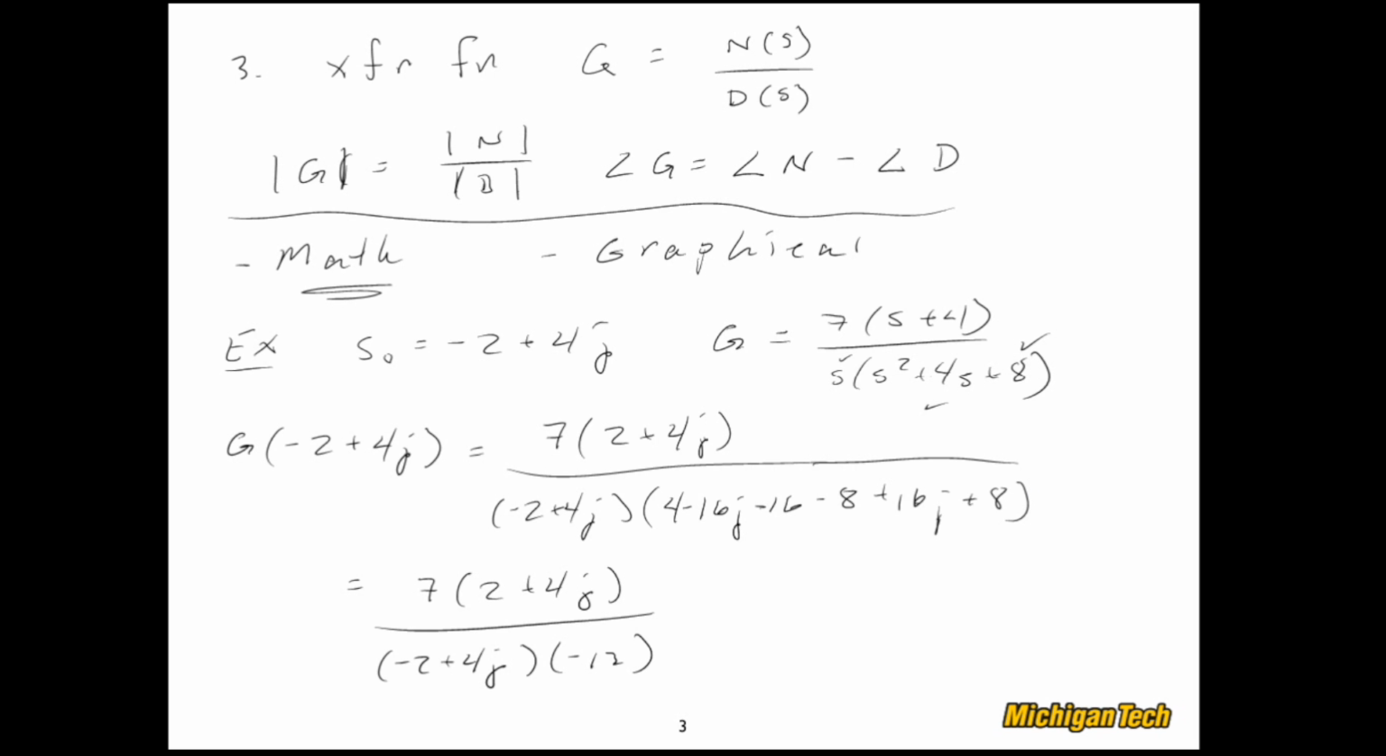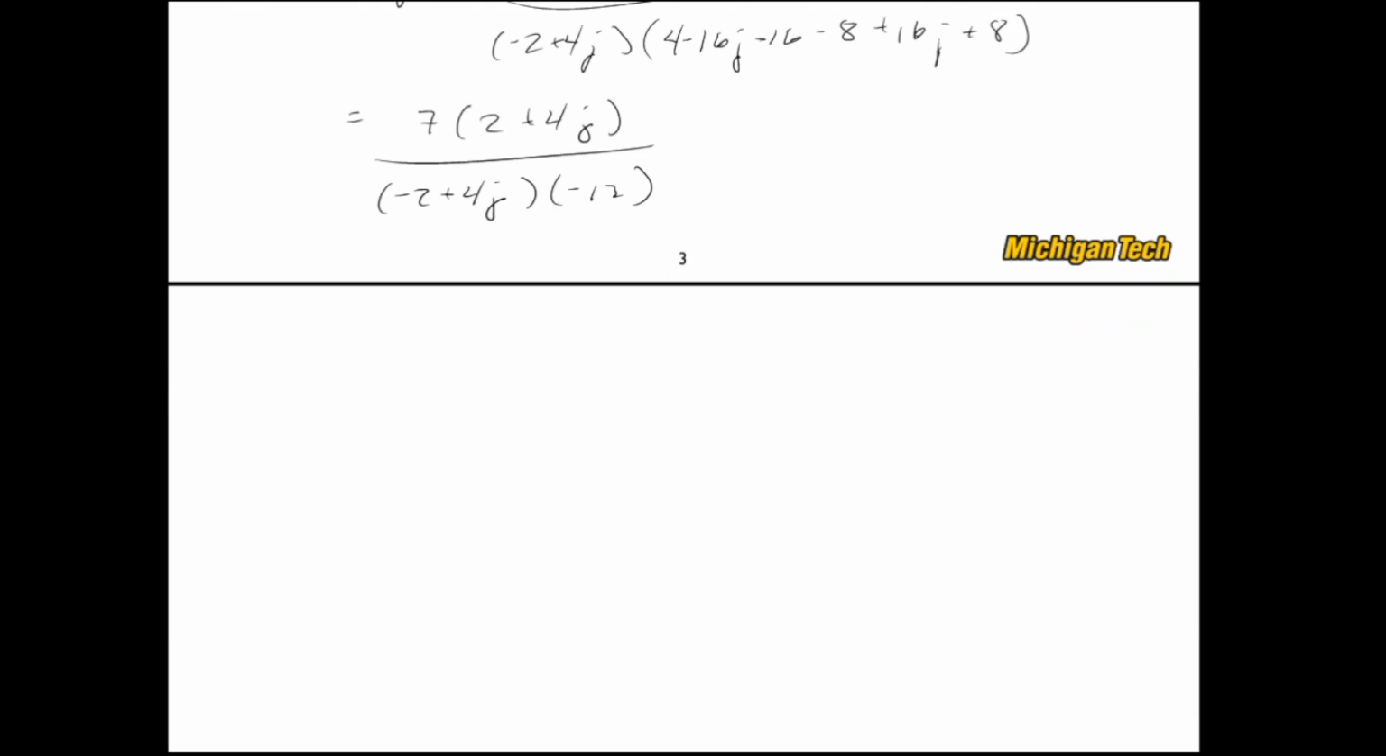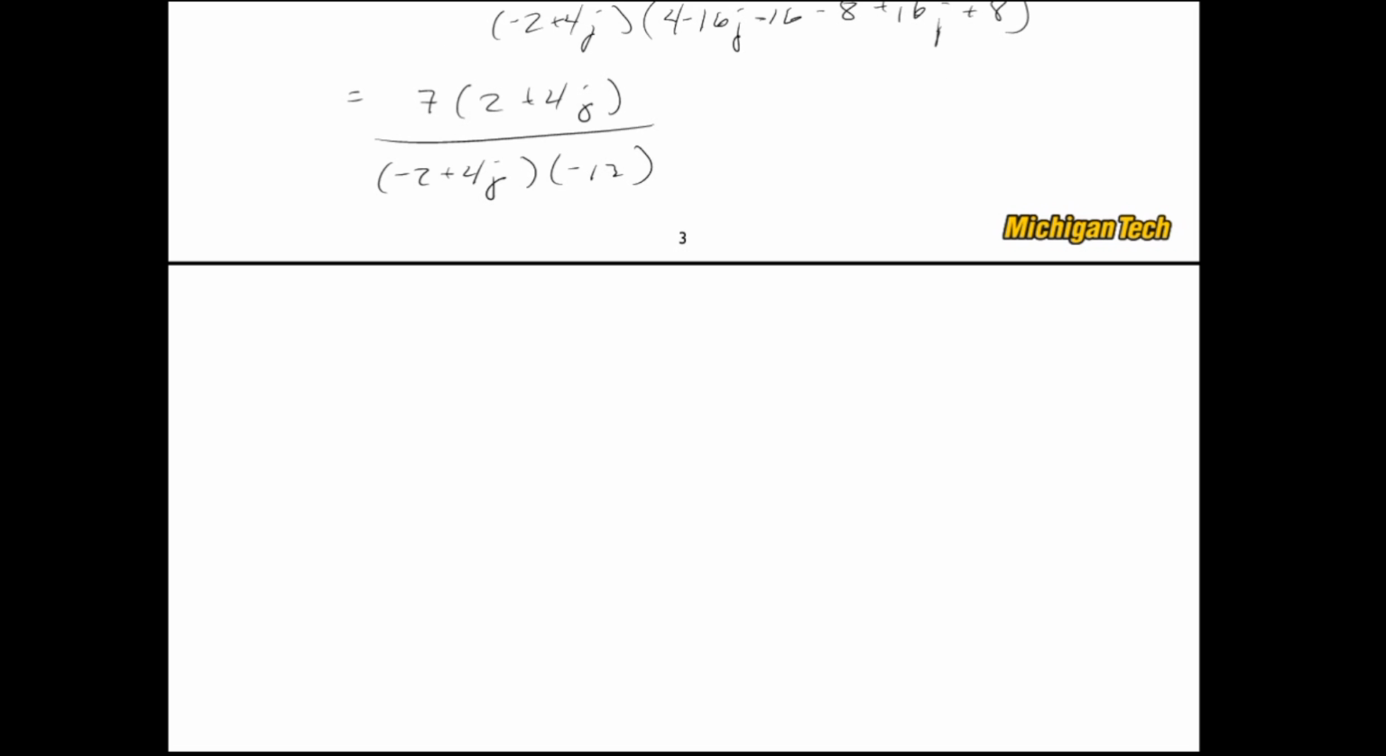Now, let's see. I'm going to slide this down just a little bit so we can keep going. Now, let's go after the magnitude of g first. So the magnitude of the numerator, well, the magnitude of 7 is just 7. The magnitude of this other piece is square root of 4 plus 16, divided by the magnitude of this piece, which is another square root of 4 plus 16. Times 12, the magnitude of -12. Those two cancel out and we get 7/12. Great.